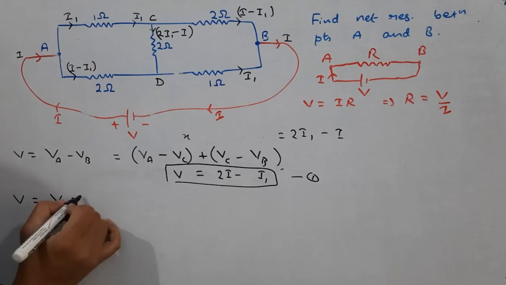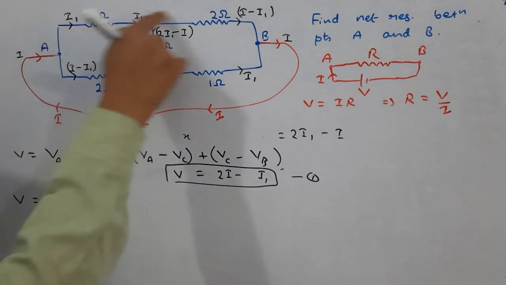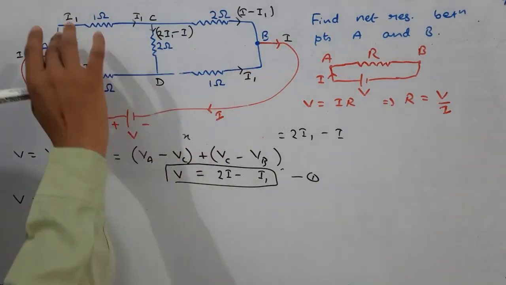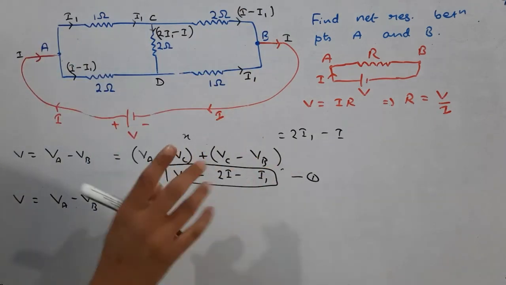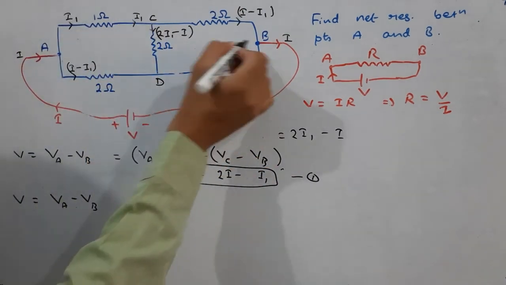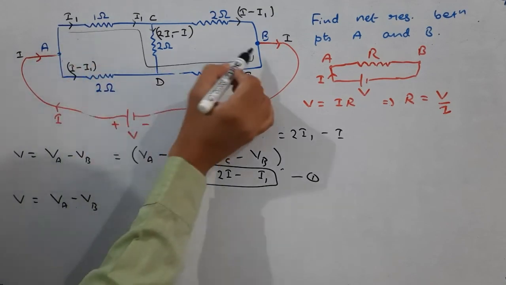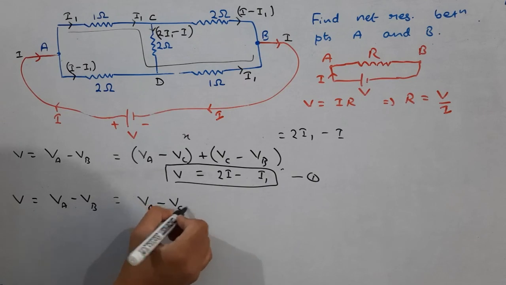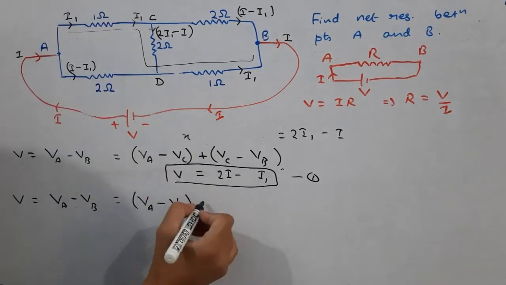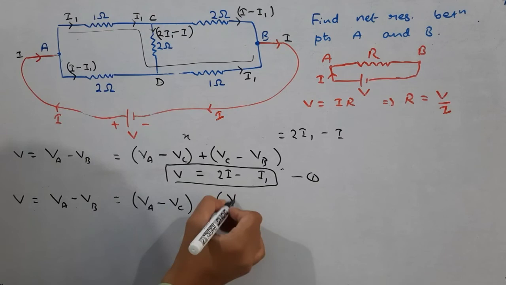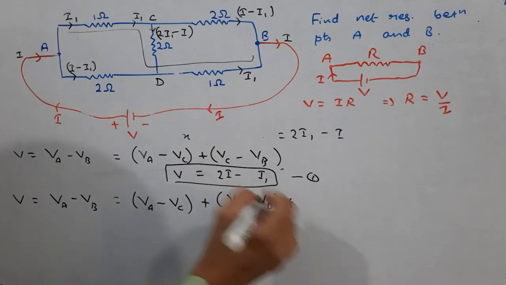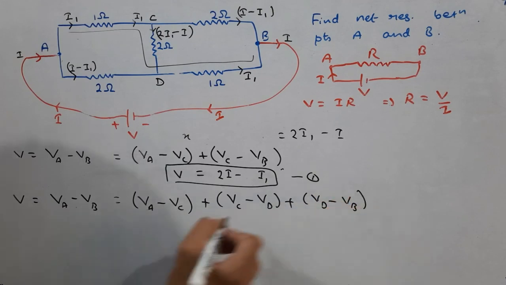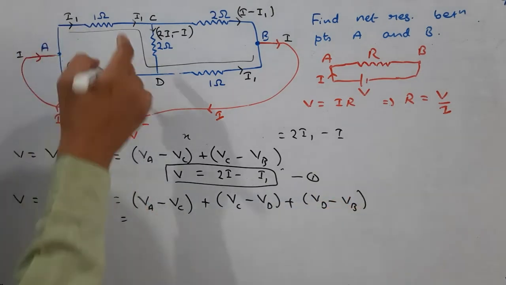We know V is equal to VA minus VB. So this was the path in this step. Choose another path. Don't choose this path because symmetry will give same equation. Choose different path. I will choose this path. That means I will choose VA minus VB as VA minus VC plus VC minus VD plus VD minus VB. Is it clear?